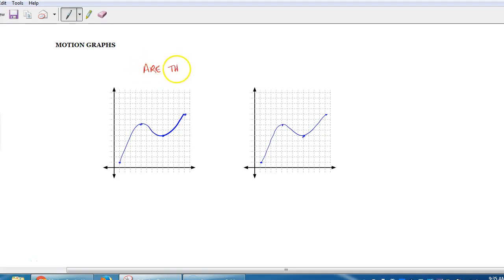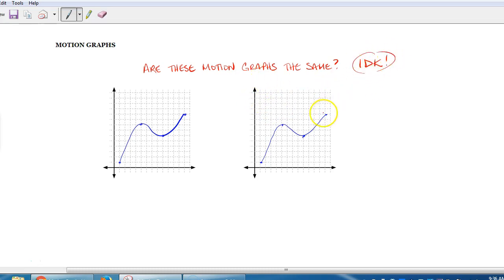Okay, so today I'm going to talk to you guys about motion graphs, and this is the slower version, so if you're maybe a little less sure of yourself, you can go ahead and watch this version. I apologize, it's a little bit longer, but that's okay. So my question for you is this: are those two graphs the same?